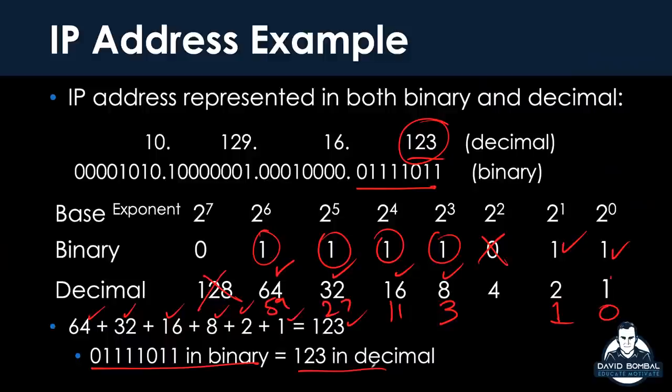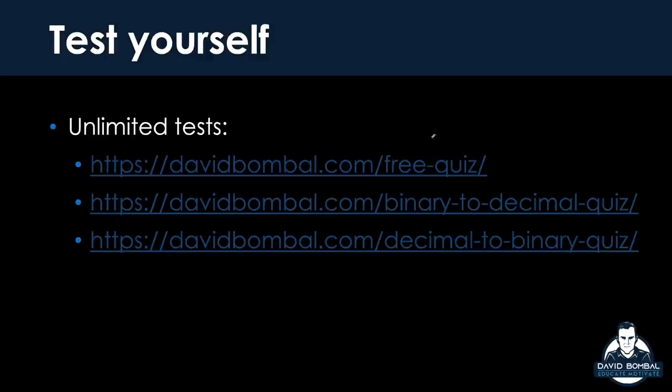I don't know how easy you found that. A lot of this depends on how good your basic arithmetic is. That's obviously a lot easier, and that's a lot easier than working out 123, but the principle applies. Same principle applies. Okay, so if you want some unlimited tests, you can go to davidbumble.com and go to free quizzes. There's a binary to decimal quiz as well as a decimal to binary quiz. These are unlimited quizzes. They'll just ask you over and over again what the values are. It's important that you know how to work with binary. It can be quite boring, but it's a fundamental building block that you need to know to be able to work in the real world as well as pass the CCNA exam.